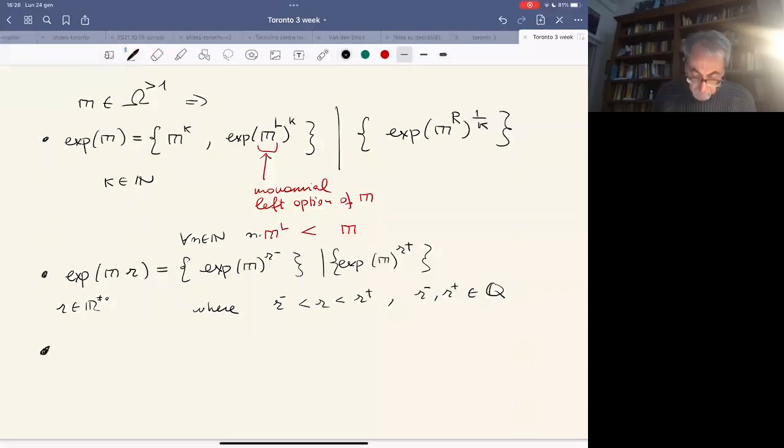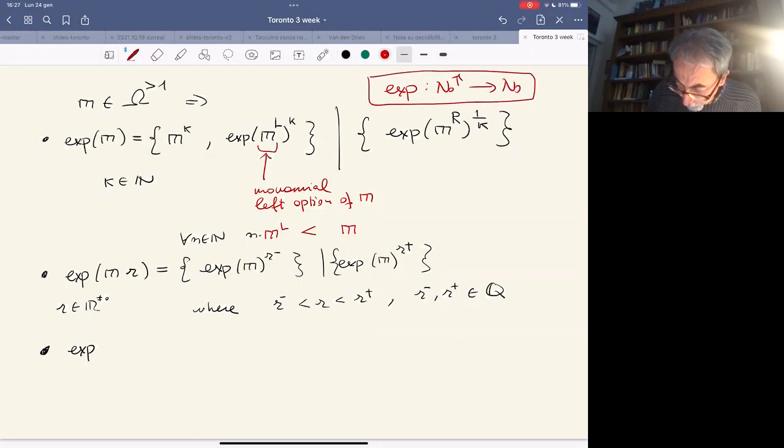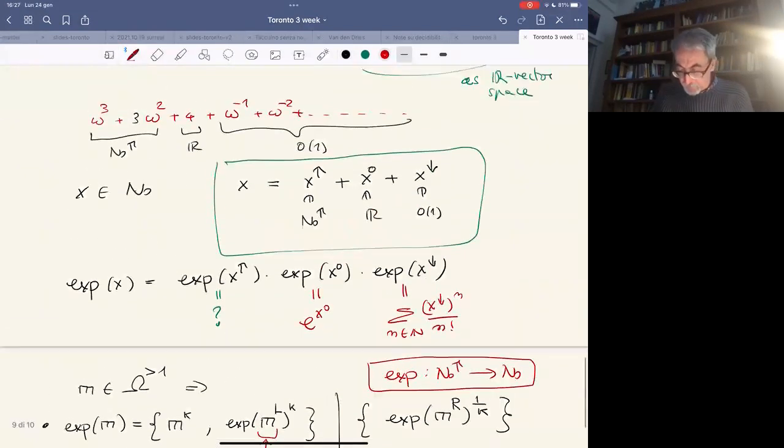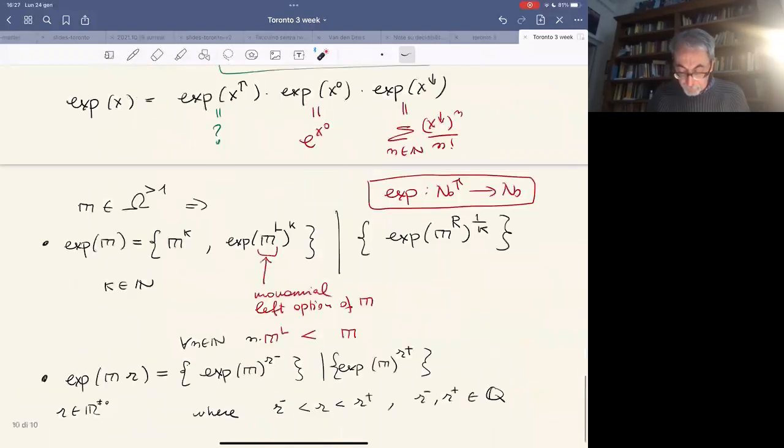Let me finish this. So I need two extra clauses. Remember that I need to define exp of a purely infinite surreal number, because we say that finite elements do not pose any problems. On infinitesimals, I apply the Taylor series. On real numbers, I just use the real exponentiation. The problem is what to do on purely infinite numbers.